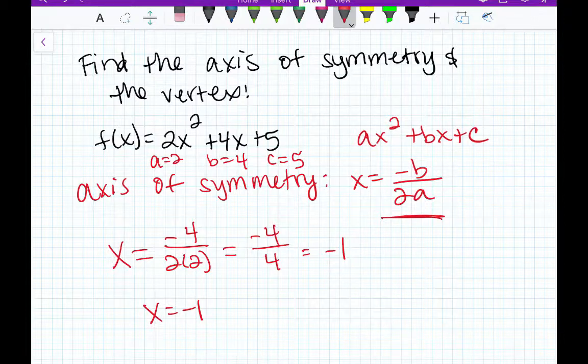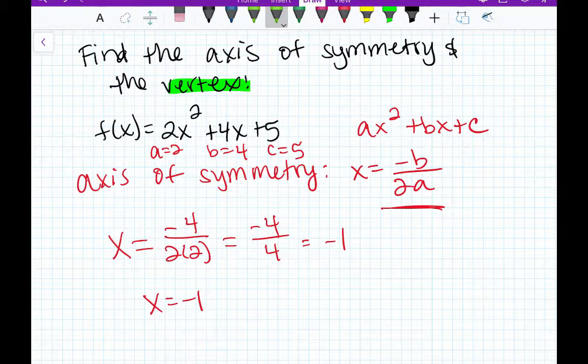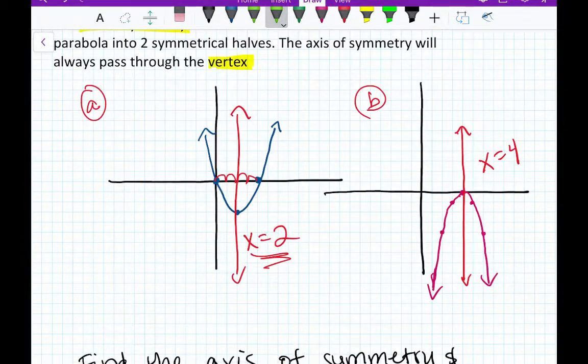Now we also have to find the vertex. The vertex is the maximum or the minimum, we know that. But remember, the axis of symmetry goes through the vertex. So if you look back up here, the axis of symmetry goes through this point. So what is this point? This point is (2, -3). What is this point right here? This point is (4, 0). Notice that the x value of the vertex is the same as the x value in the axis of symmetry.